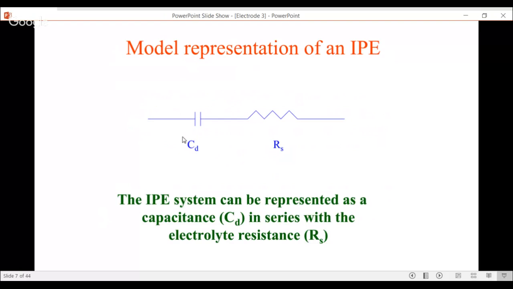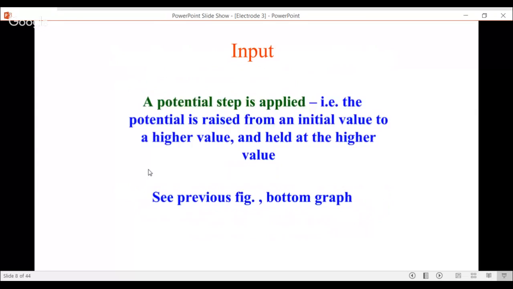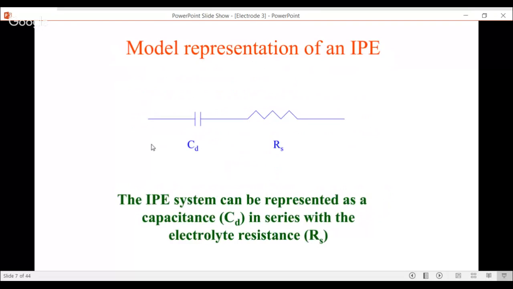That is, if I were to measure the potential drop here and the potential drop here, the applied voltage must be equal to the sum. We are applying the voltage across both. Suppose, let us assume that I apply 1 volt, 0.4 volt is dropped here and 0.6 volt is dropped here. It all depends upon the capacitance and the resistance value. It may not be 0.4 and 0.6, but it is only an example.